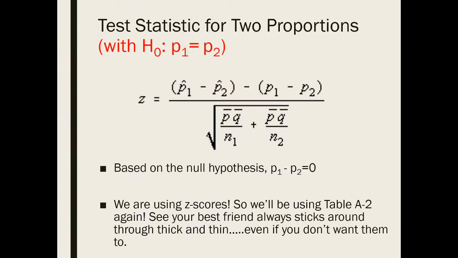So this is a big formula for the test of two proportions. This is how you get your test stat. Remember, your test stat is what you use to help you decide whether you're going to reject or fail to reject. We compare our test stat to our critical value and see if it's in the rejection region or not.